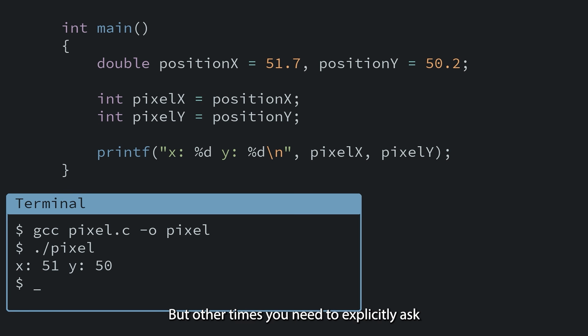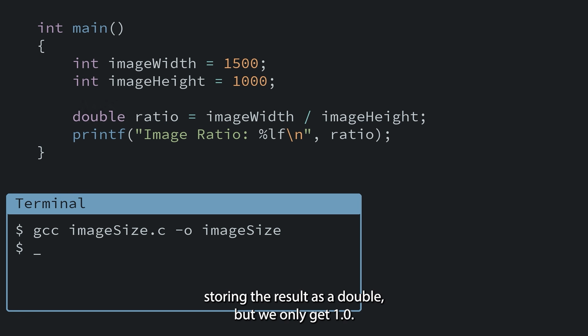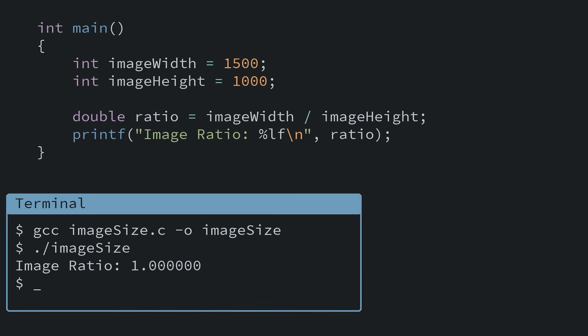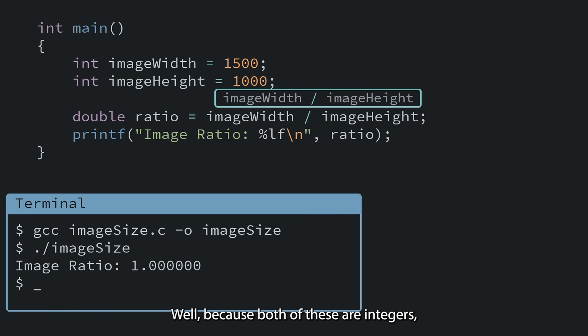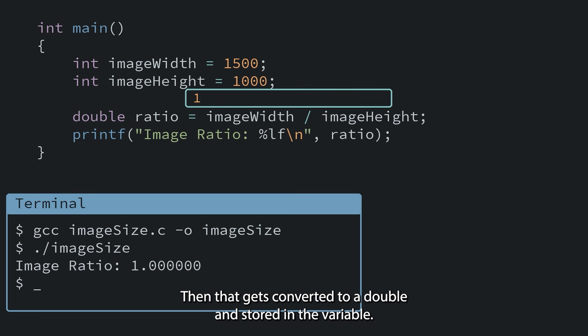But other times you need to explicitly ask C to change the types for you. Like here, we have two integers and we divide them. You might expect this to give an answer of 1.5 because we're storing the result as a double. But we only get 1.0. What gives? Well, because both of these are integers, the division is treated as integer division and gives you a 1. Then that gets converted to a double and stored in the variable.